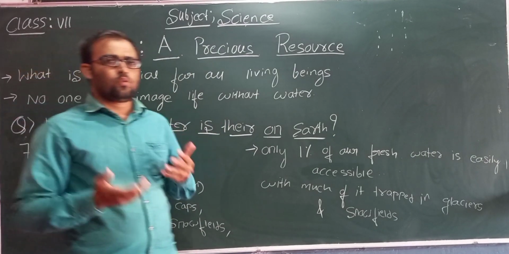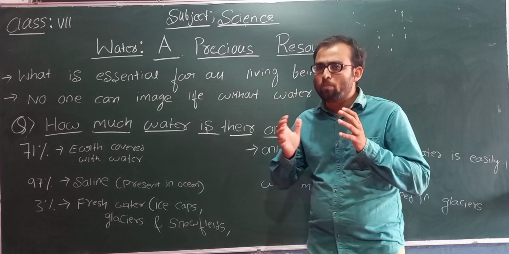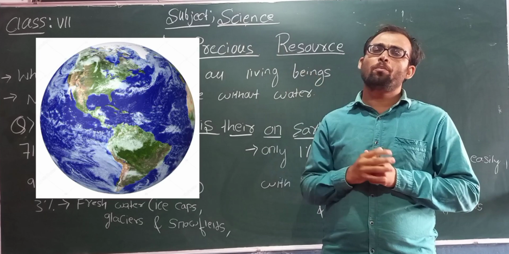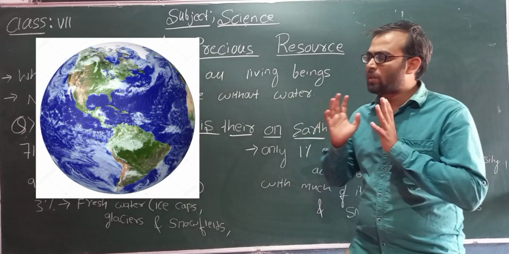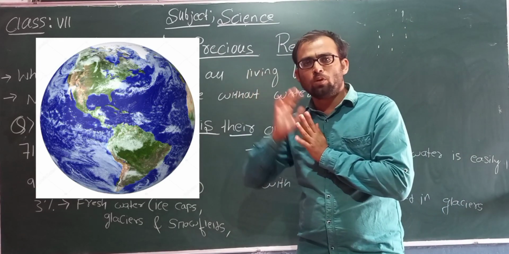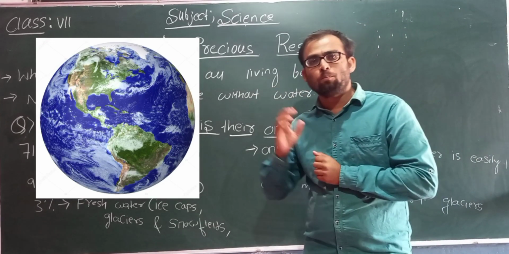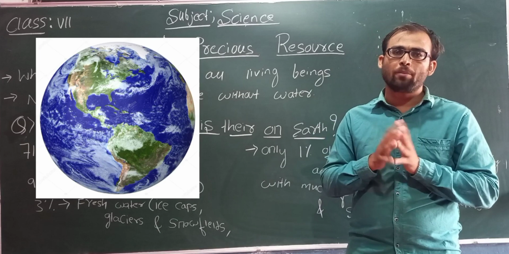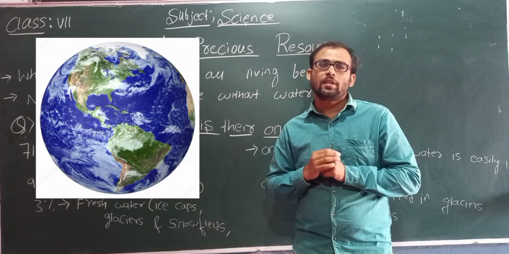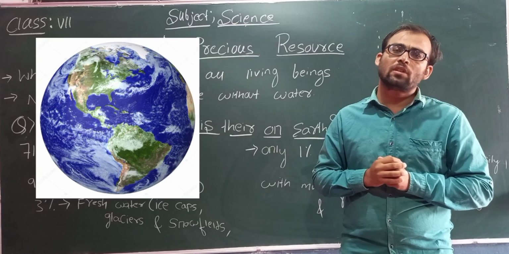Then how do we know how much water is available for us? How do we come to know how much water is available on the earth? Students, when you observe the globe carefully, just look here. Most of the color is blue, no? Blue color means water. It means that as most of the globe is blue, the maximum part of the earth is covered with water.